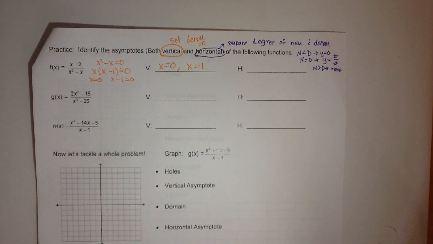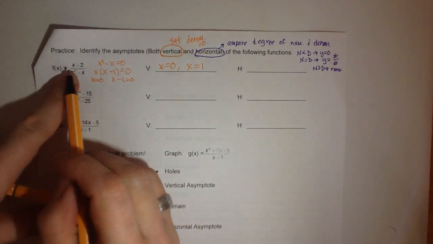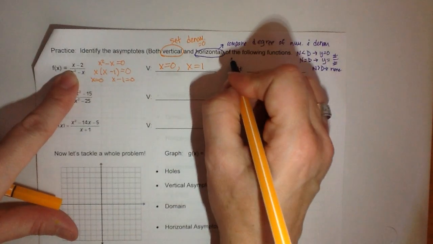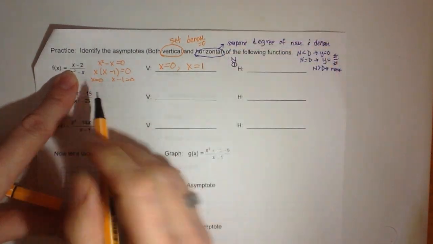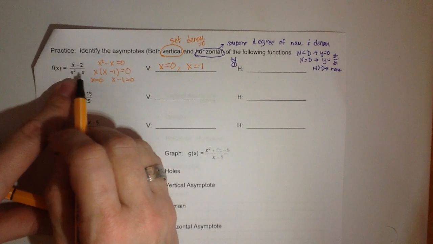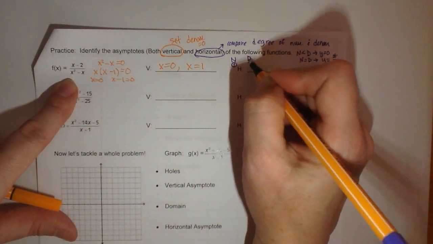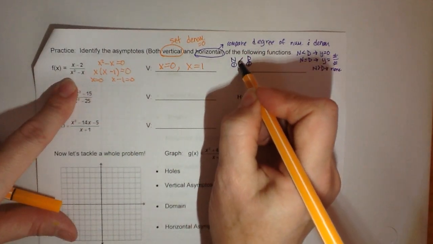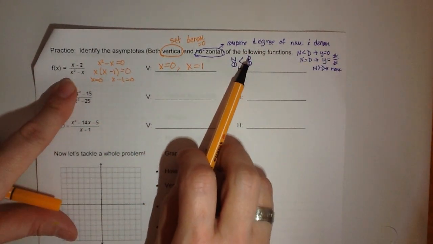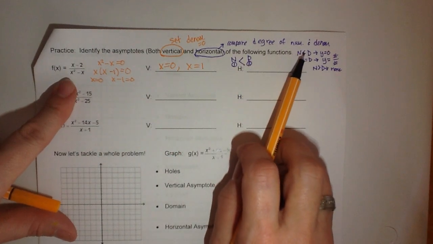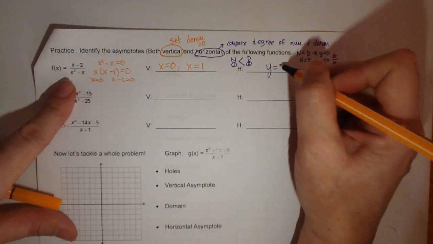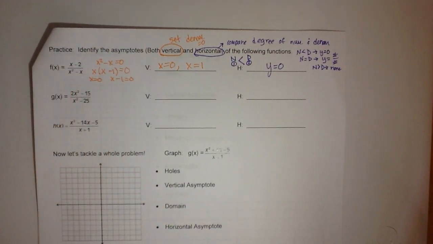Now let's check out the horizontal asymptote. The degree of the numerator here, we have x minus 2, so the degree of the numerator is 1. The degree of the denominator, we have x squared minus x, so the degree of the denominator is 2. 1 is less than 2, so we have the numerator is less than the denominator. If we go back to our chart here, we can see that we have a horizontal asymptote at y equals 0.